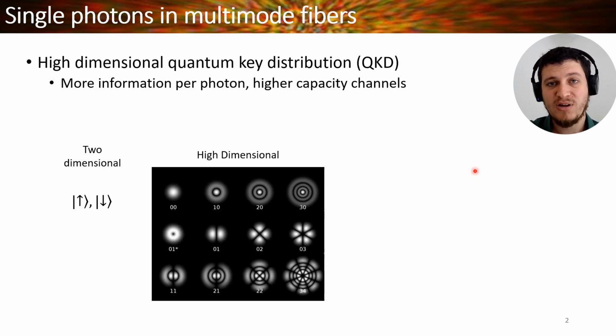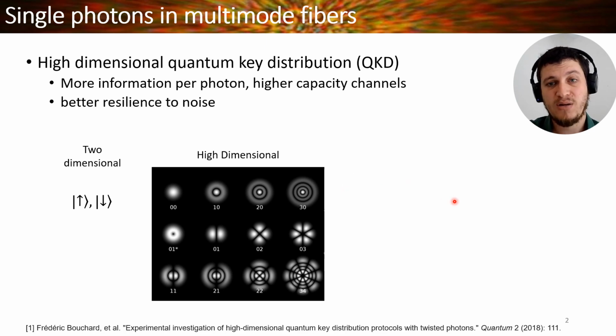Well, first one might ask, why should we send photons through multimode fibers? Some motivation comes from the field of high-dimensional quantum key distribution, QKD. While usually people use qubits, which live in a two-dimensional space, to encode the information in QKD, it is possible to encode the information in a higher dimensional space, allowing more information per photon, which allows creating higher capacity channels. In addition, it has been shown that protocols using higher dimensions are more resilient to noise.